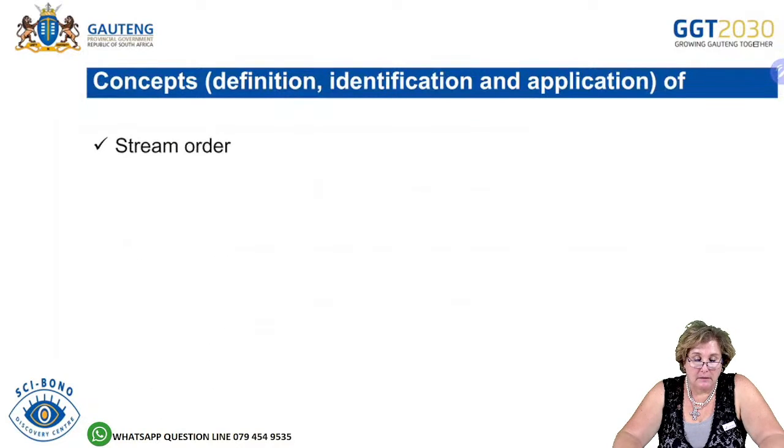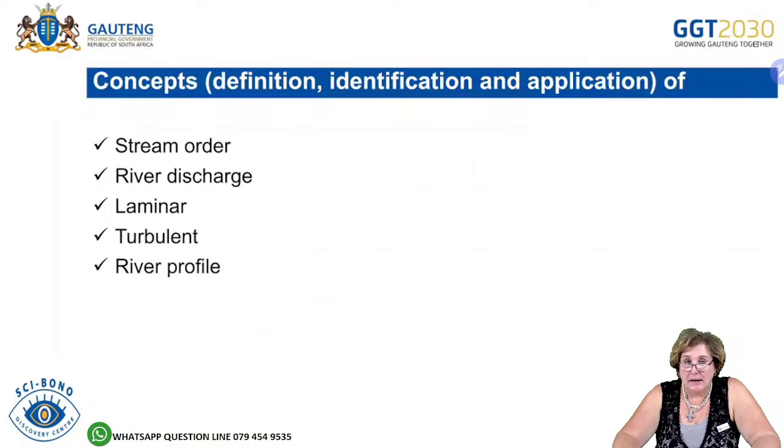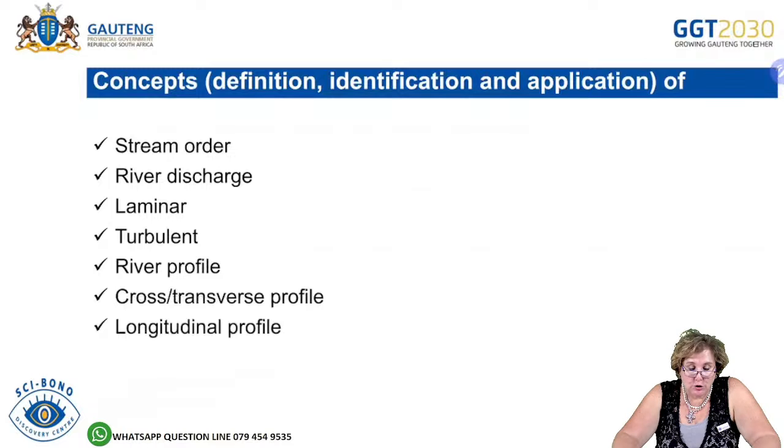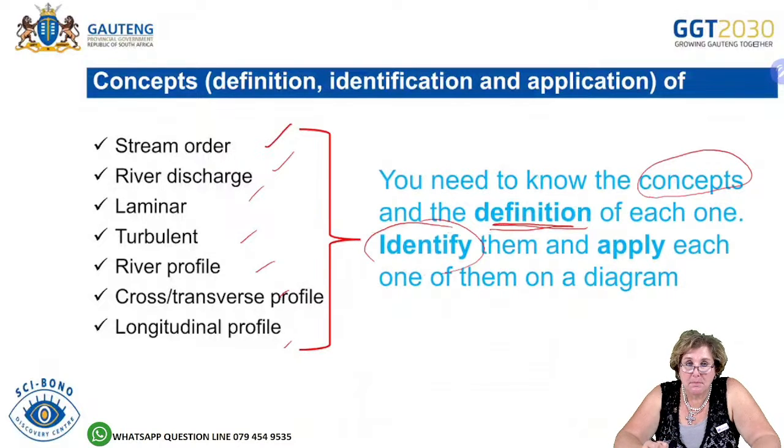So let's start off with the theory. You need to define, identify and apply the following concepts: a stream order, the river discharge, laminar flow, turbulent flow, a river profile, of which cross or transverse profile is one of them, and the longitudinal profile. Now, boys and girls, all these terms, you need to know the concept so that you can be able to define each one of them. You need to be able to identify the concept in a source or on a topographic map. And then they might ask you an application question. For example, determine the stream order. In any case, in a map, a topographic map, or on a source.